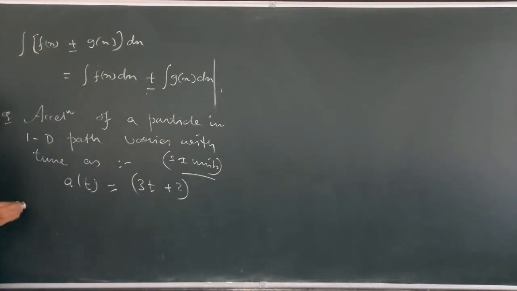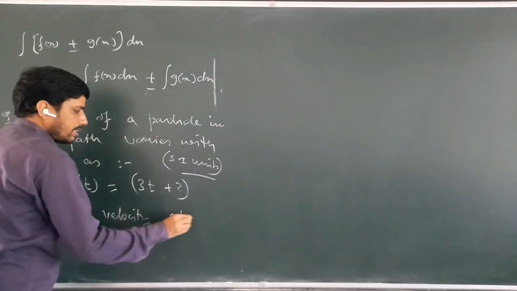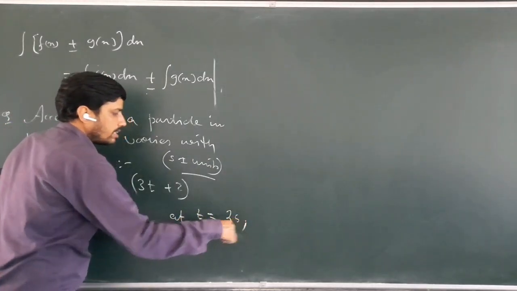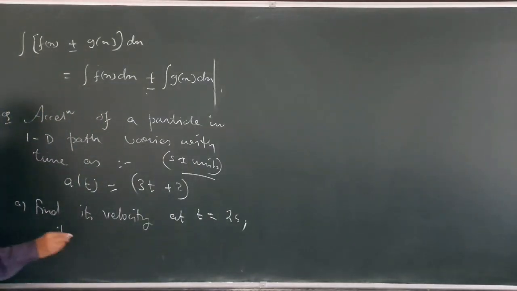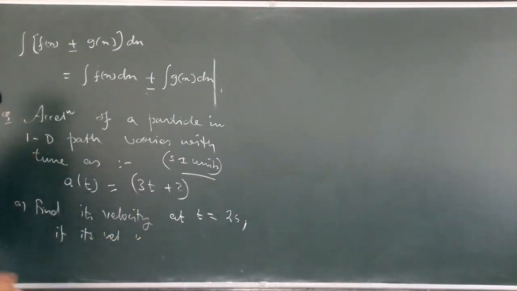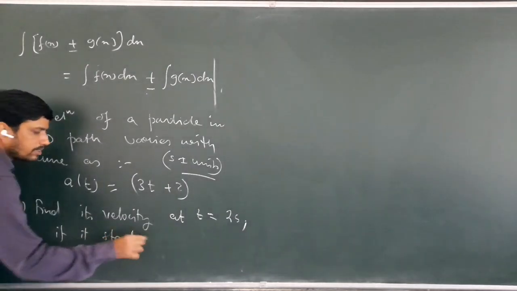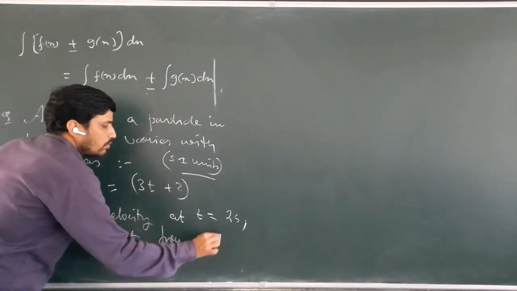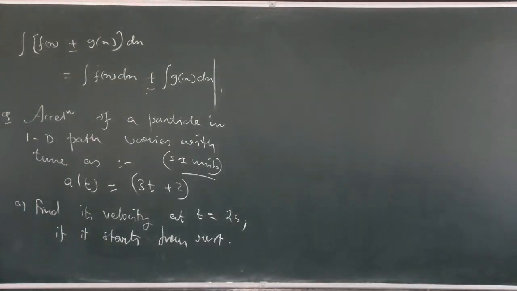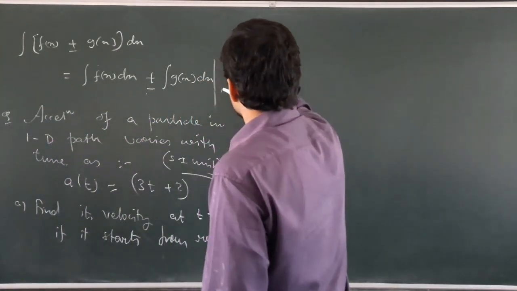Number one, we have to find its velocity at t is equal to 2 seconds if it is given that its velocity was 0, or if it starts from rest. It is given that the particle starts from rest, so we have to find its velocity at t is equal to 2 seconds.